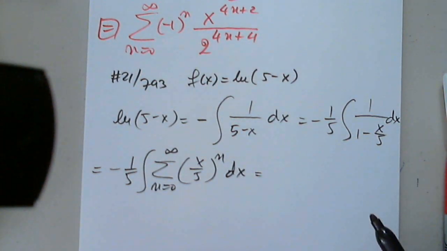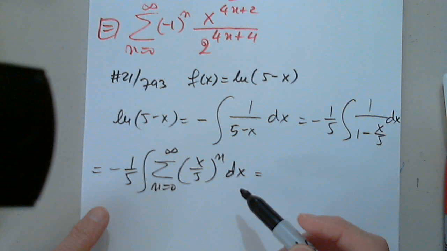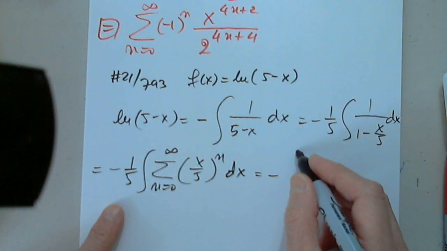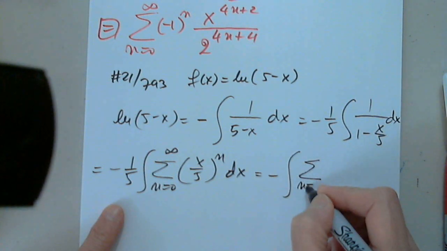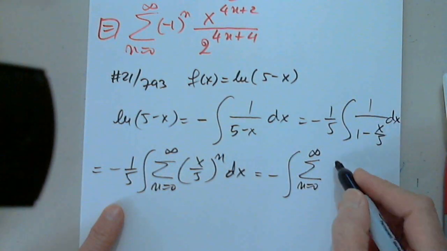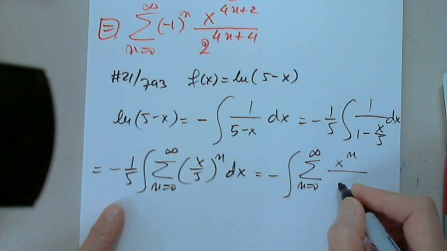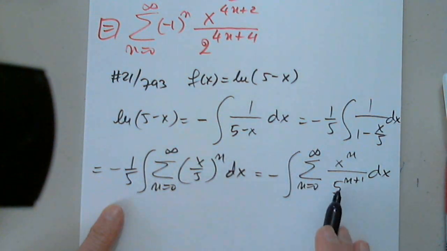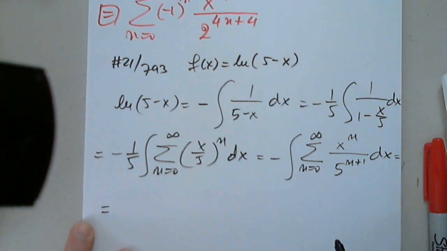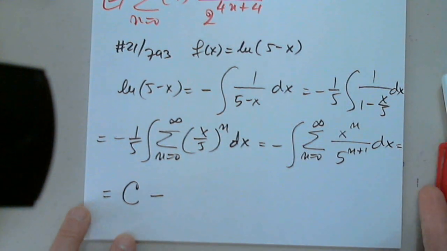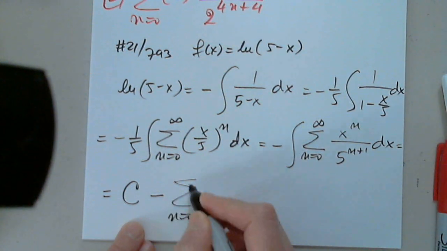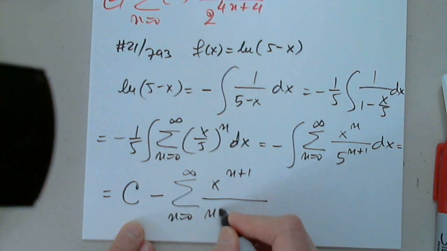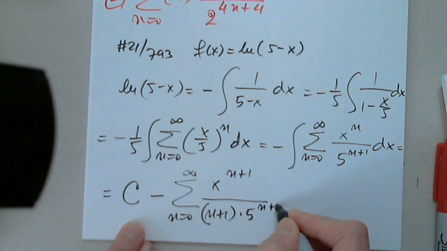And let's see what we have next. We have negative the integral of the sum from n equals 0 to infinity of x to the nth power over 5 to the n plus 1, dx, since it's 5 to the n times another 5. And finally, we integrate, and we get a constant c minus the sum from n equals 0 to infinity of x to the n plus 1 over n plus 1 times 5 to the n plus 1.